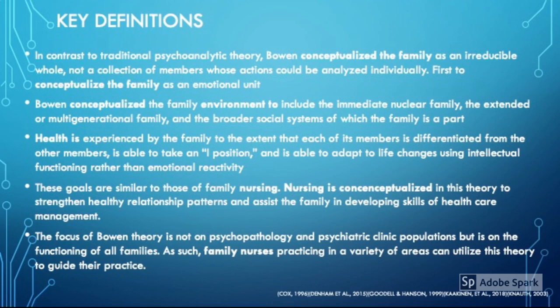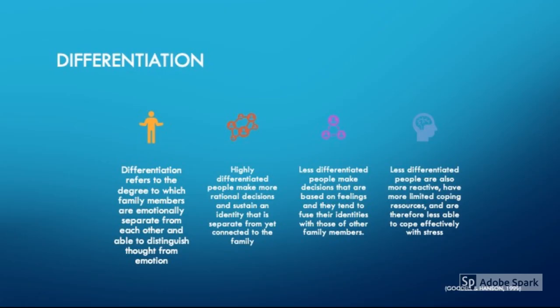He also conceptualized the environment to include the immediate nuclear family, the extended or multi-generational family, and the broader social systems. Bowen conceptualized health as being experienced by the family to the extent that each of its members is differentiated from the other members. He also conceptualized that nursing in this theory is to strengthen healthy relationship patterns and assist the family in developing skills of healthcare management.